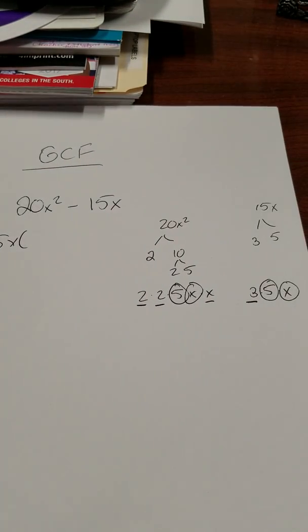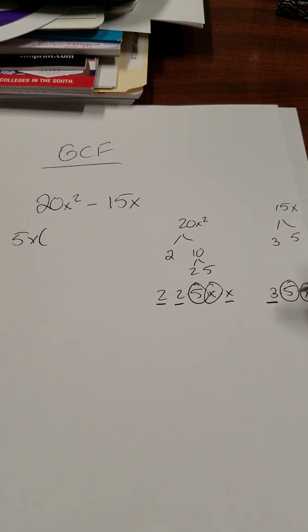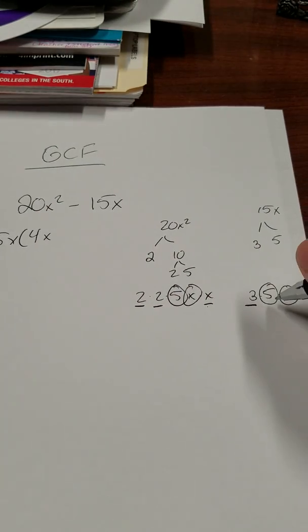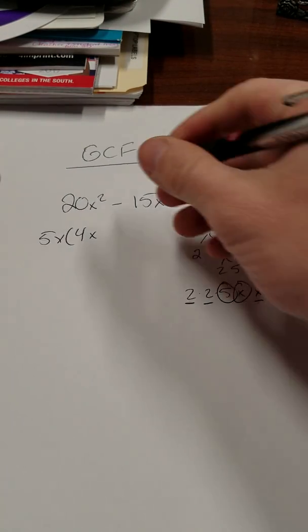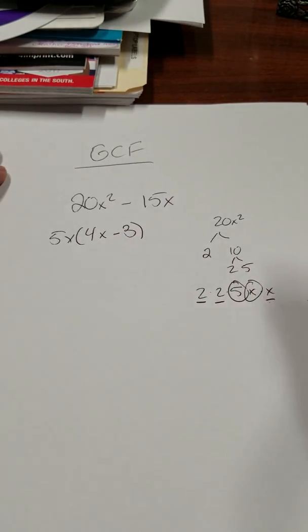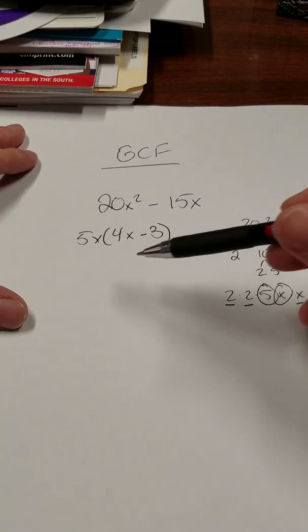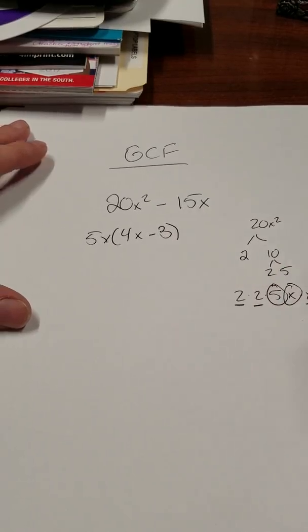The circles tell me I factor that out. Now, what's left inside is underlined. 2 times 2 is 4, so 4x. And then what's underlined over here? Just a 3, and remember that it's negative. So that is actually factoring out the GCF with this. You take whatever's circled, you pull it on the outside. Whatever's left over stays on the inside.